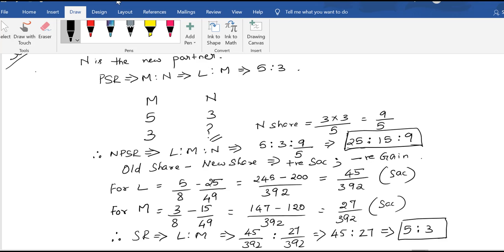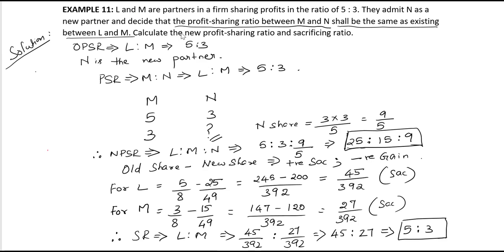So let's summarize this. New profit sharing ratio between L, M and N is equal to 25 is to 15 is to 9, and the sacrifice ratio between L and M is equal to 5 is to 3.